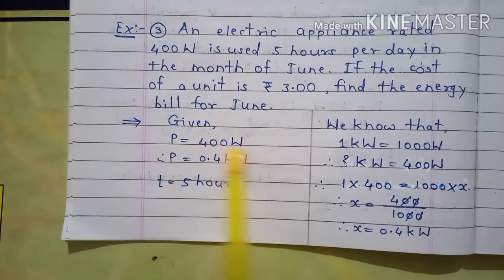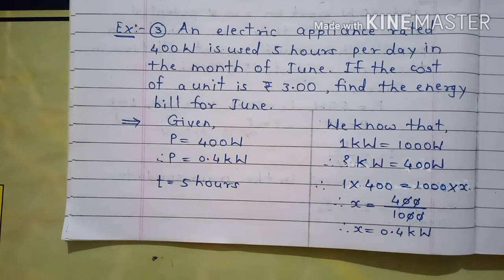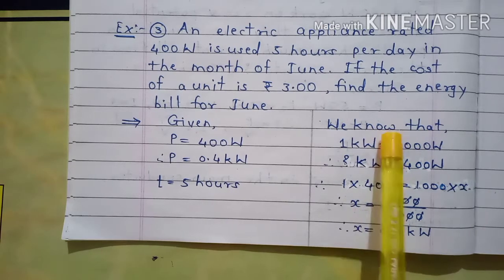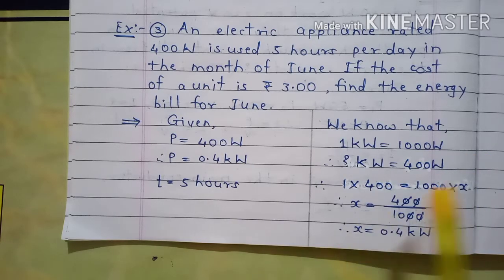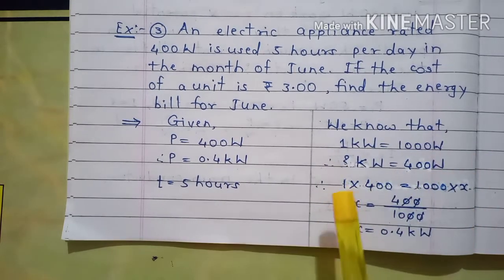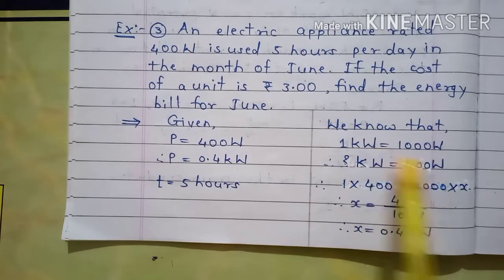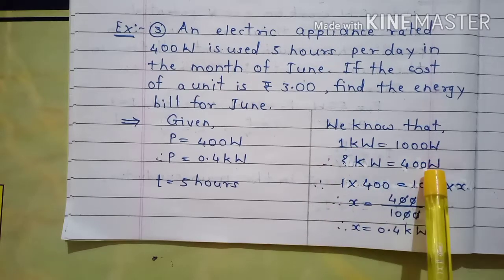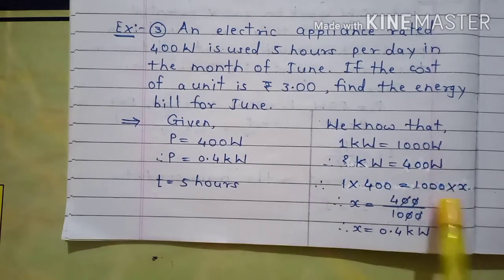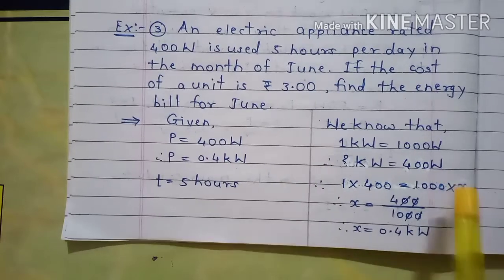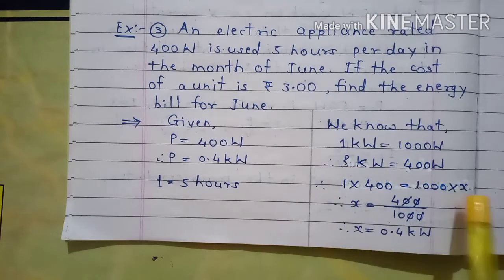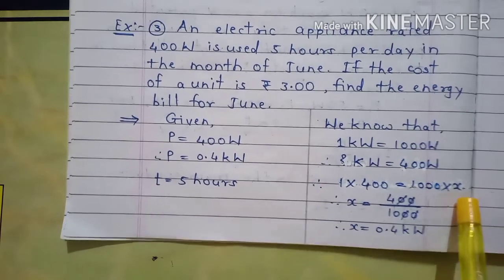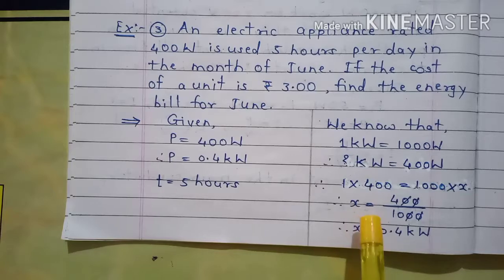Now how I converted this watt into kilowatt? Let us see this. We know that 1 kilowatt is equal to 1000 watt. So 400 watt is equal to how many kilowatt? So therefore I will do here cross multiplication, that is 1 into 400 is equal to 1000 into x. Now here x means what? How much kilowatt 400 watt contains. So here x kilowatt. So I wrote here x.